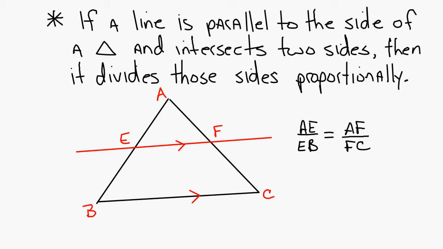And here's the example they give you, over on the next page, on the top of page 496. They tell you something like this segment right here, A to E is 4, and E to B is 9. A to F is 10. And they ask you to find FC. So find FC. So you just write a proportion.